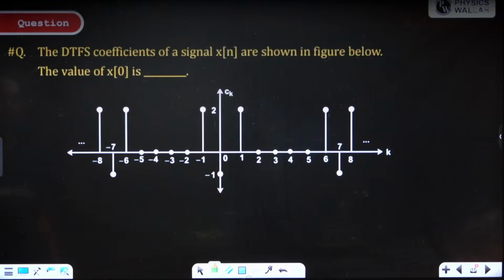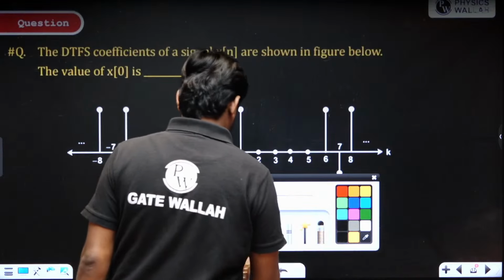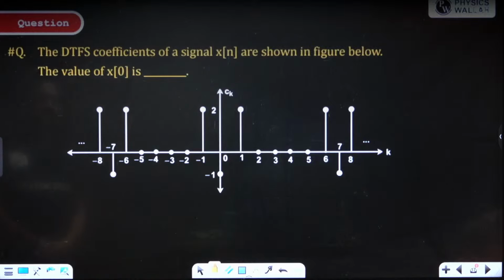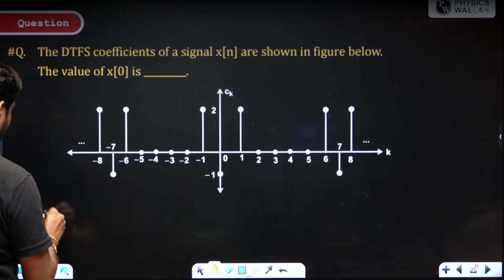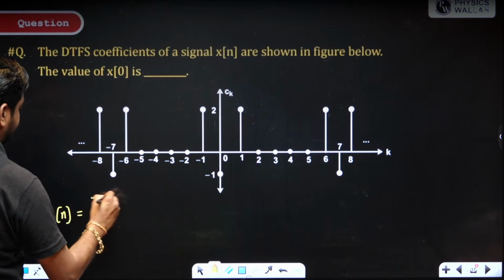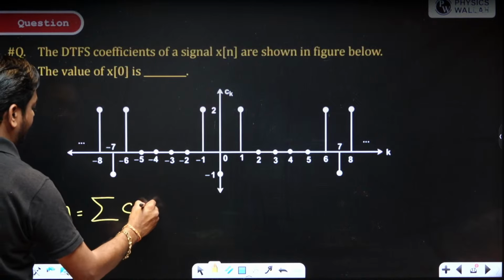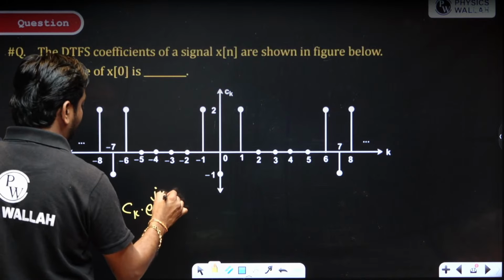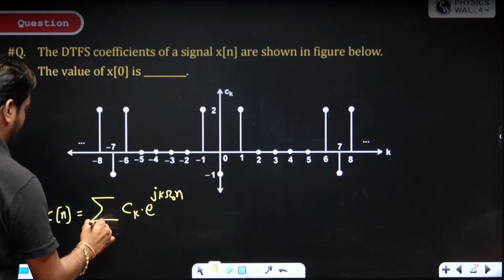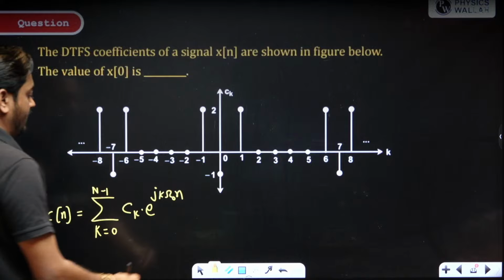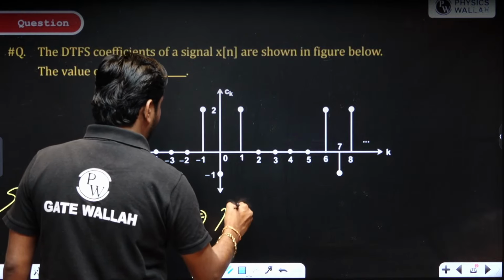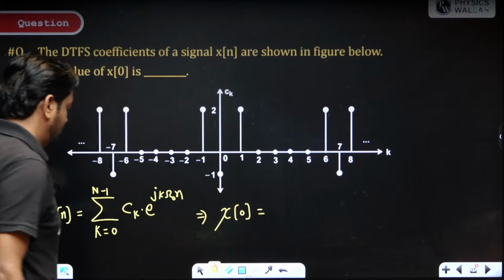Now here is a question from the DTFS, based on the property. The DTFS coefficients of the signal x of n are shown in the figure below. ck is given, find the value of x of 0. Again you can use the property: x of n equals summation of ck into e to the power j k omega 0 n, where k is from 0 to N minus 1. They are asking for the value at n equal to 0, so put n equal to 0. Simply the summation of all the coefficients for one cycle, for one period.